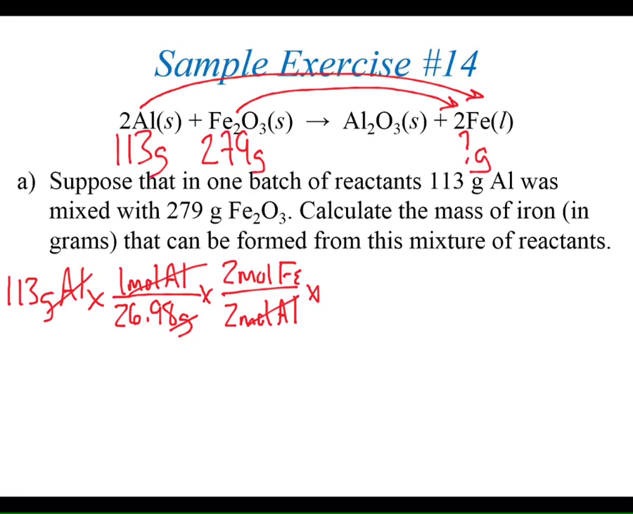Now I've got moles of iron, but I want mass of iron, so what do I do? Molar mass again. Find iron on your periodic table. 55.85 grams is a mole of iron. So punch that all in your calculator. Somebody tell me what you got. It's going to be 3 sig figs, it looks like. 234? Okay, great. 234 grams of iron.